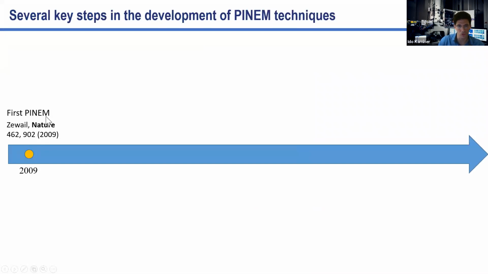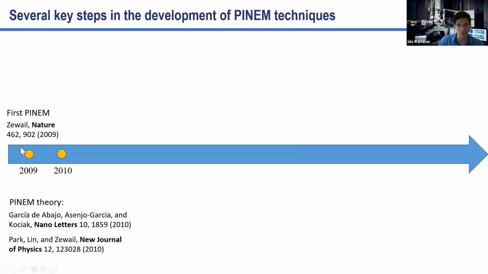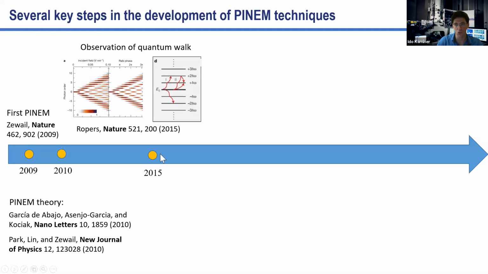So the first one, as I mentioned before, was the 2009 paper by the Zewail group that showed the first observation of this idea of the electron acting in a discrete way. And the theory came up in 2010 papers, right? Back to back, almost by two groups. Then over the years, we saw quite a lot of contributions.